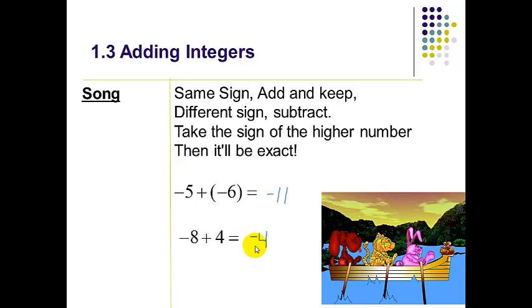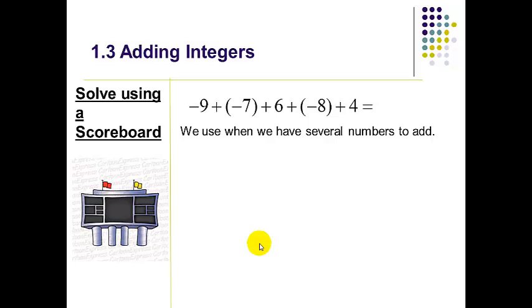If you want to go back to the debt situation, it would be: I'm in debt $8, I get $4 for doing my chores, and then I'm left with -$4 of debt. So one other way that you can use, Ms. Krasno gave this to us, was the scoreboard way, where we always think of teams. So we have our positive team, then we have our negative team.